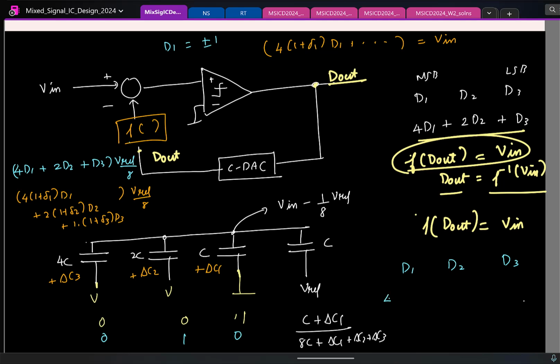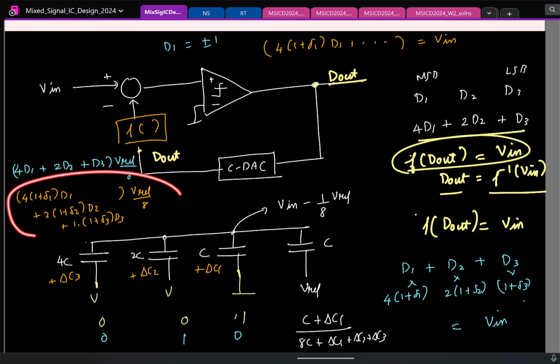Yeah. So you take 4 into 1 plus delta 1, 2 into 1 plus delta 2, 1 plus delta 3, and then you add it. That will give you a linear version of Vn, because that's what the negative feedback is trying to do. It is trying to make this voltage, 4 into 1 plus delta 1, 2 into 1 plus delta 2, 1 into 1 plus delta 3, times Vref by 8, equal to Vn. So if you do the same thing at the output, you are set. So we can eliminate the quantization noise also?